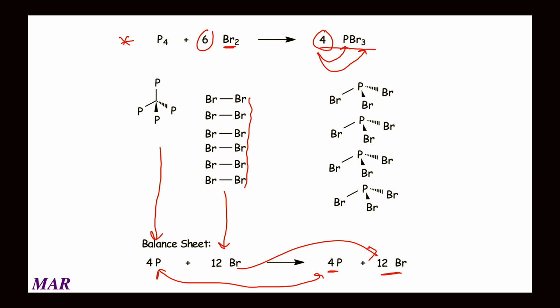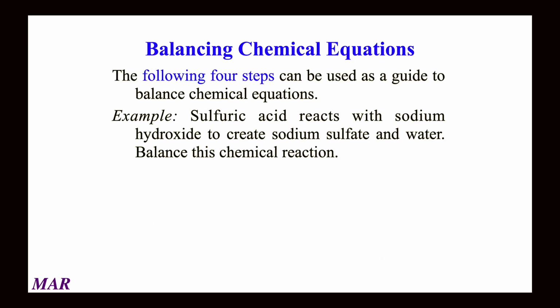Now note that the coefficient multiplied everything after it. So that big 4 means 4 phosphorus and 4 times 3, 12 bromine. That's the thing about coefficients. It's times everything that's past it, all right? Not just the P. If you follow these 4 steps, I think you can balance any chemical equation. So let's look at an example of how these steps work out.